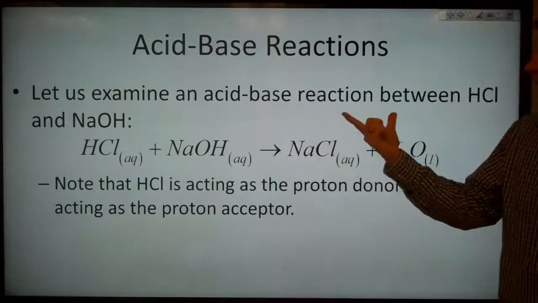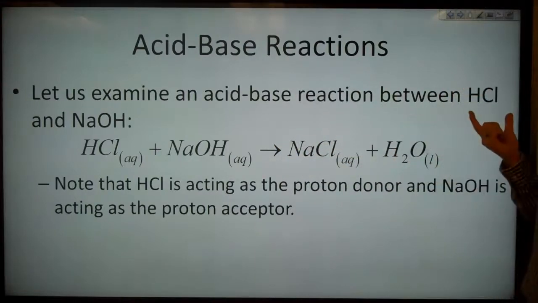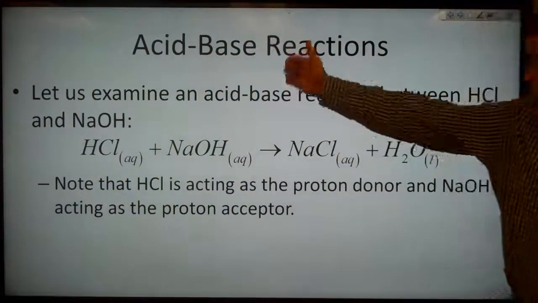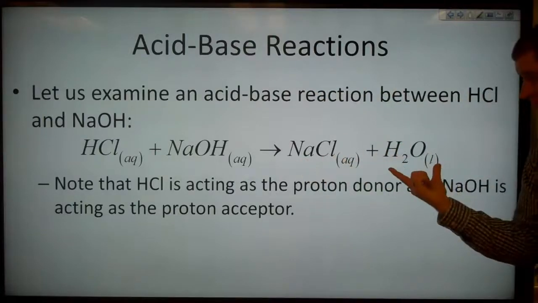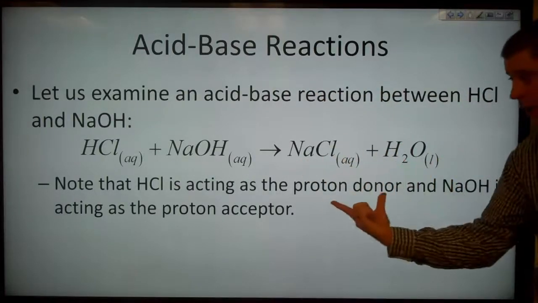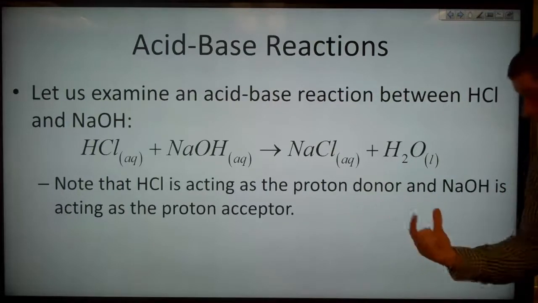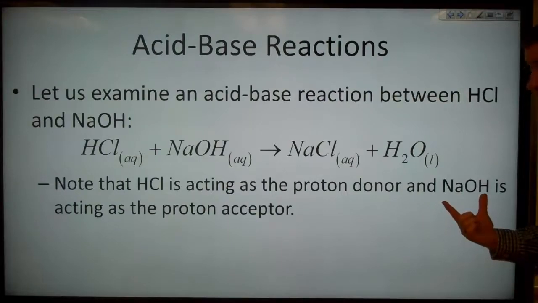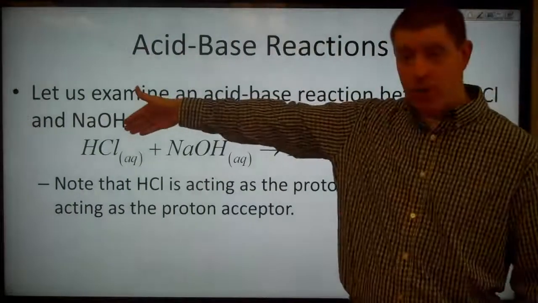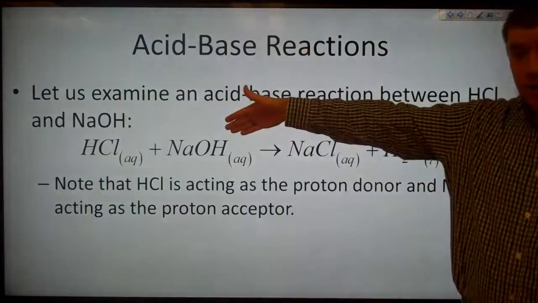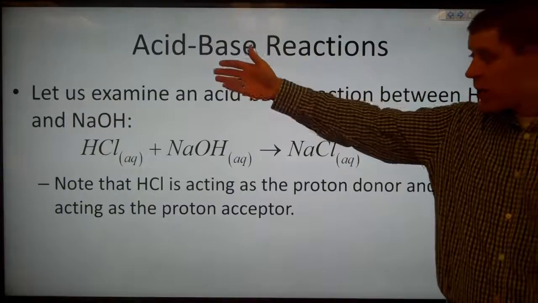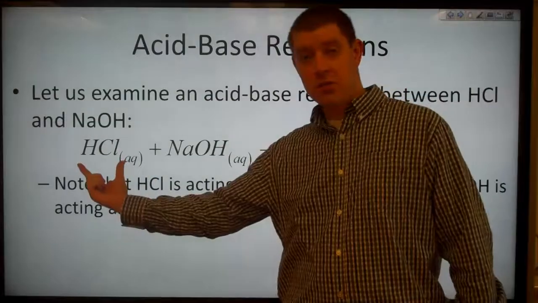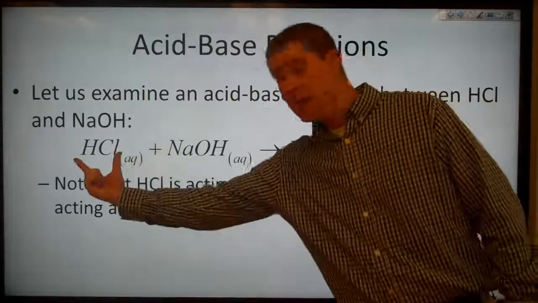Let's examine an acid-base reaction between hydrogen chloride and sodium hydroxide. We have hydrogen chloride plus sodium hydroxide giving us sodium chloride and H2O, water. Note that the hydrogen chloride is acting as the proton donor, and the sodium hydroxide is acting as the proton acceptor. That means hydrogen chloride is our acid, and sodium hydroxide is our base. Note that Arrhenius would also give us the same names.